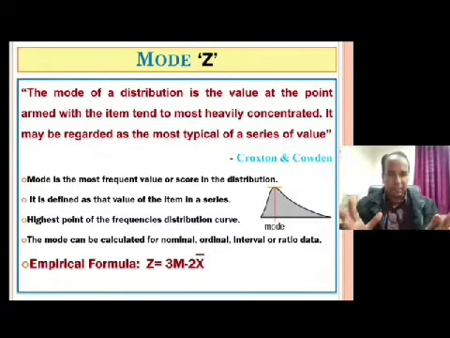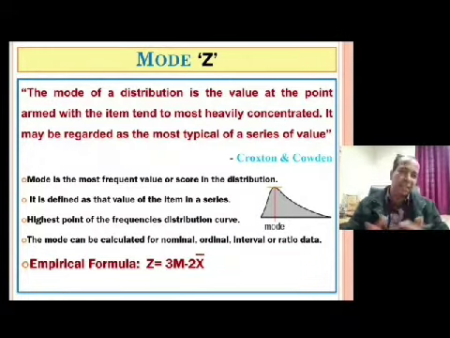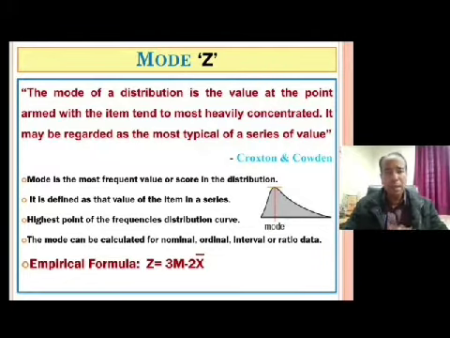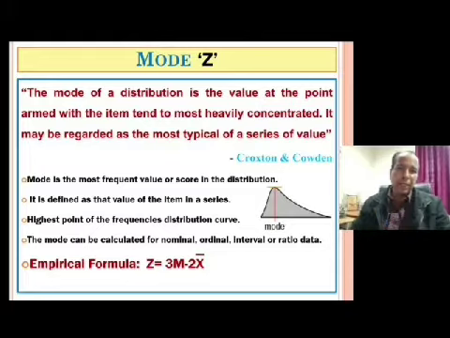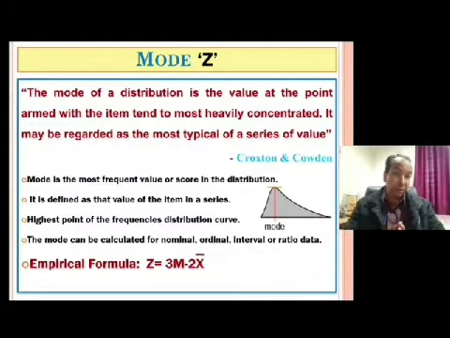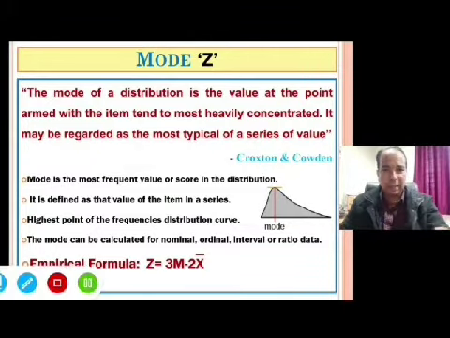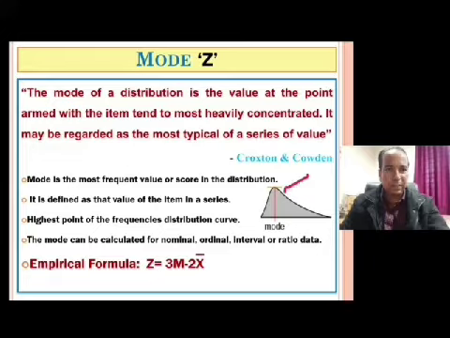In simple terms, mode is the most frequent value or score in the data distribution. It is defined as the value that has the heavy concentration in the series, and this is the value which is found most in the series. The mode is the highest point of the frequency distribution curve. So here you can see in the diagram, this is the highest point.